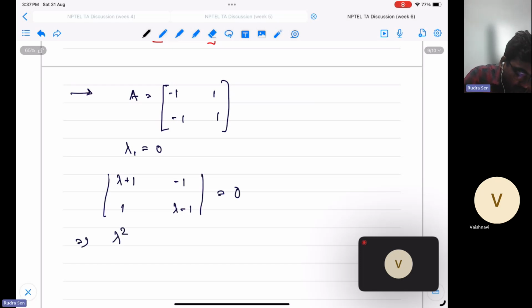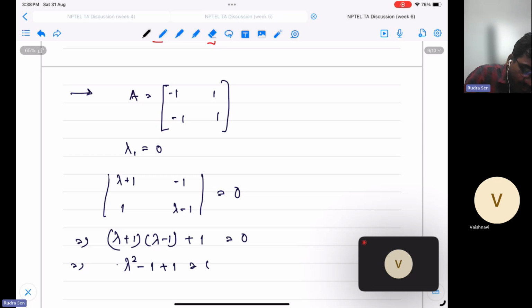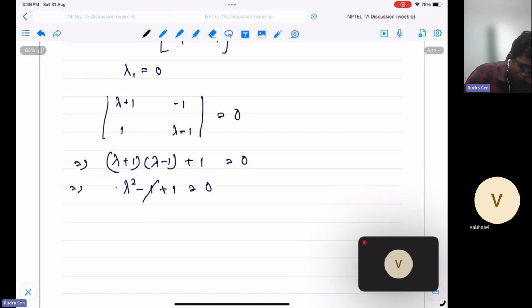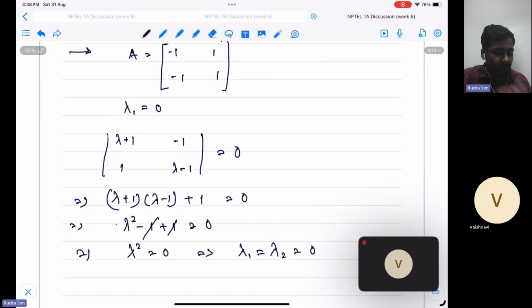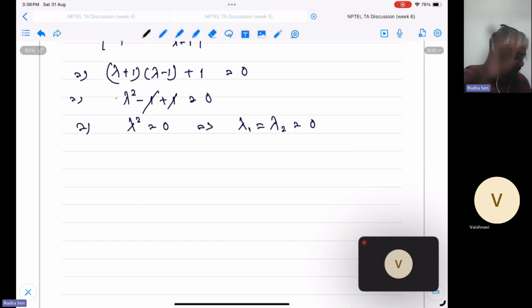So this is lambda square. So lambda plus 1, lambda minus 1 plus 1. What we get? This means a square minus b square, and this is equal to 0. So we get lambda square equals 0. That means both lambda 1 equals lambda 2 equals 0. So we have a repeated eigenvalue, and the eigenvalue is basically 0. We know that at least one eigenvalue would be 0 using that, and we see that the next eigenvalue also comes out to be 0.